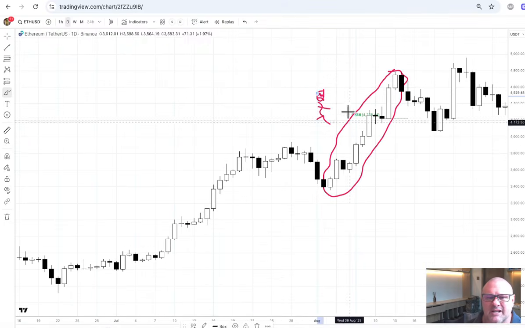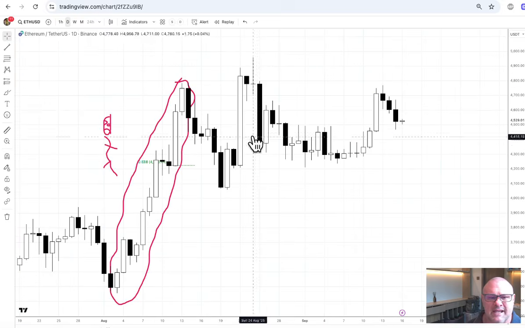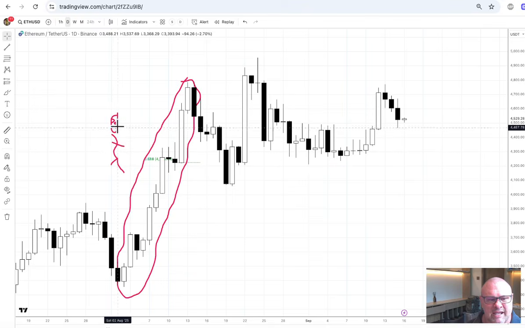And so what this kind of does is it kind of armor plates the whole deal. So it means that any pullbacks tend to get bought by these sidelined people over here. And you can see that's exactly what happened. So I am expecting this to go up and away over 5,000 fairly soon.